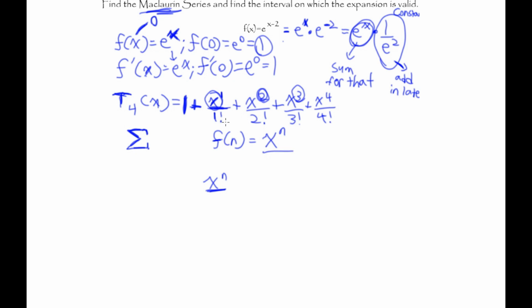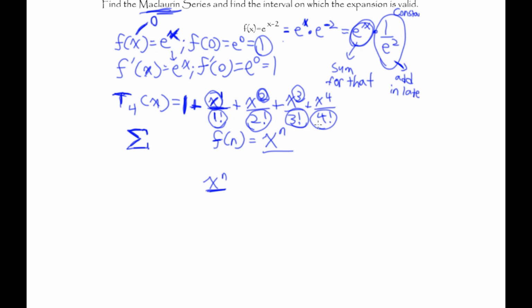And now we'll focus on the bottom half, which is the factorial. Here you'll notice that it's 1 factorial for the first term, 2 factorial for the second term, 3 factorial for the third term, 4 factorial for the fourth term. Hey, wait.